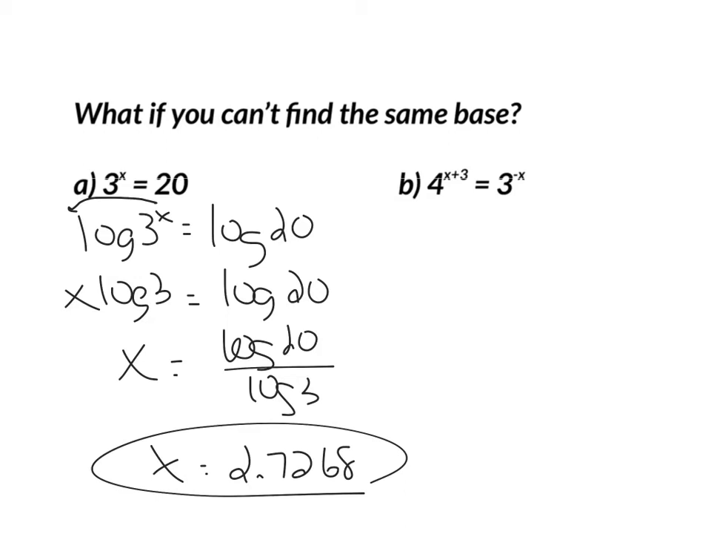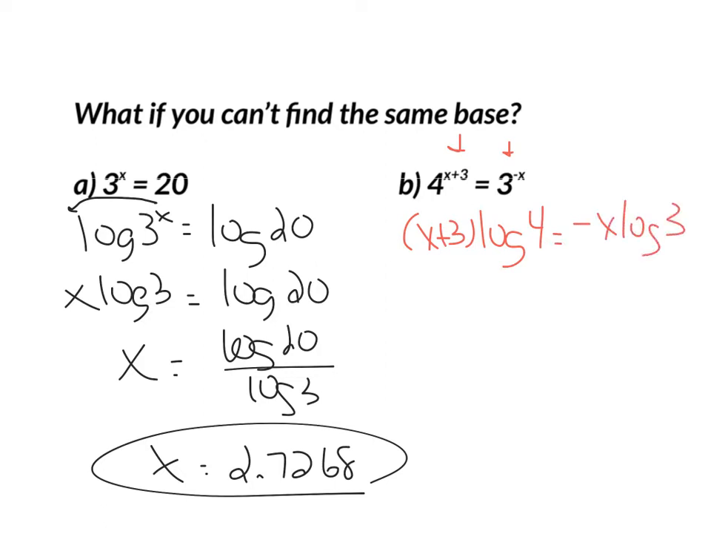Same thing on the next one. I'm going to change colors here. Same deal. I'm going to take the log of both sides because I can't find the same base. And don't forget the exponent goes in the front. So I'm going to go ahead and put the exponent in the front: x plus 3 times log 4 equals negative x log 3.